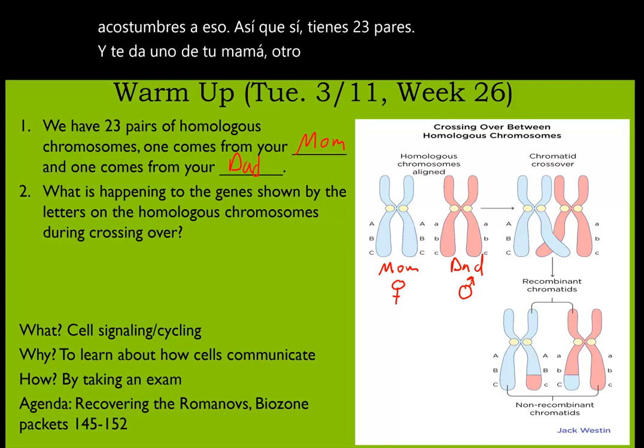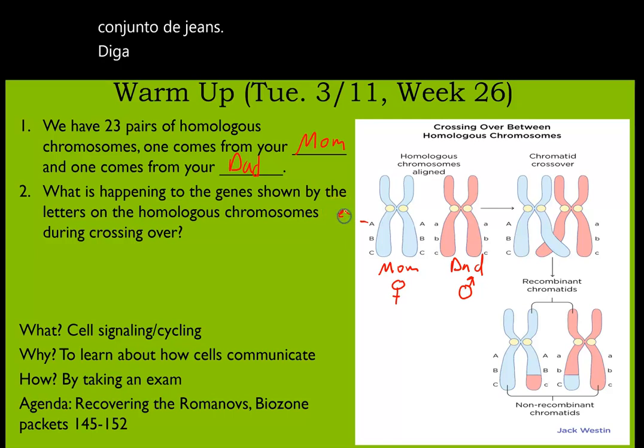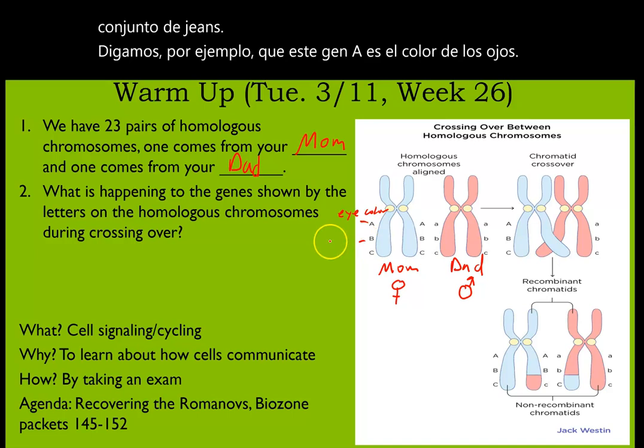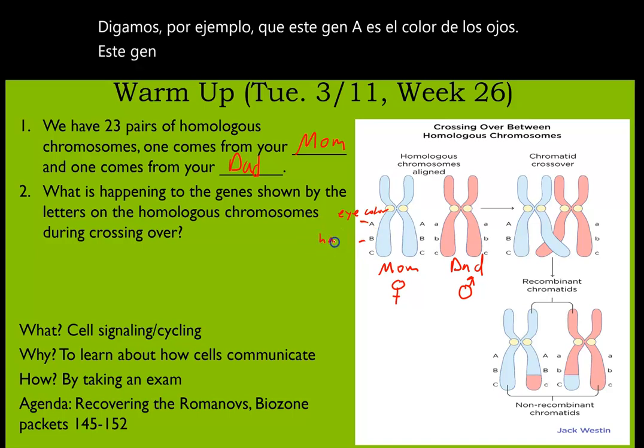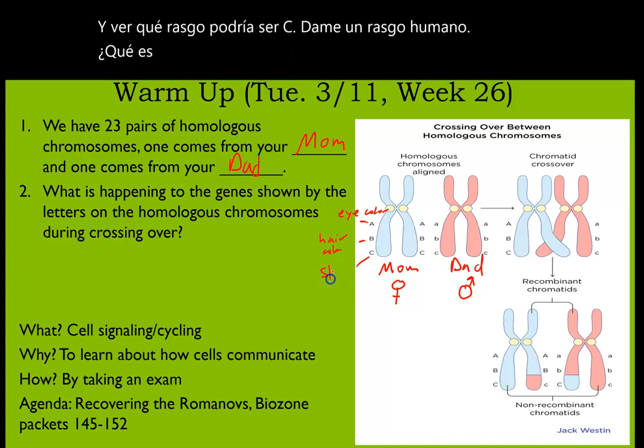Okay, so a set of genes. So say for example, this gene A is eye color. This gene right here is for, we'll say it's hair color. And C, what trait could C be? Give me a human trait. Anything. What's that? Skin tone, yeah, skin color, yeah.